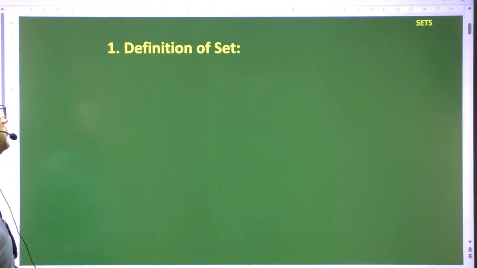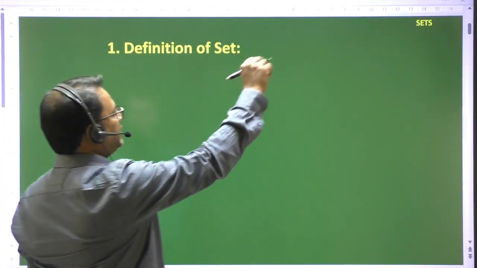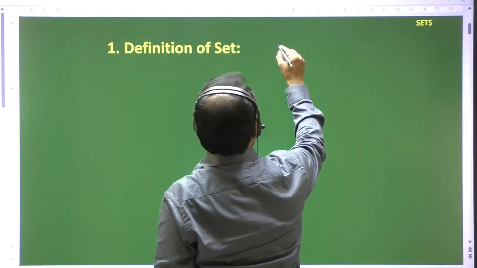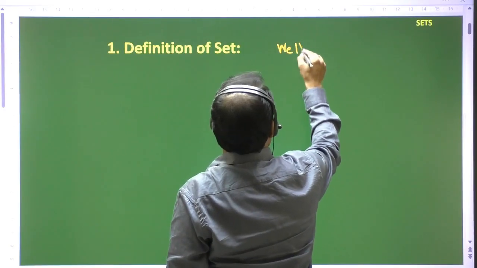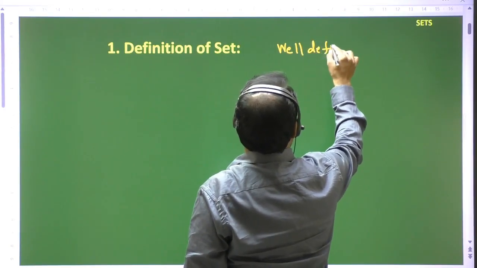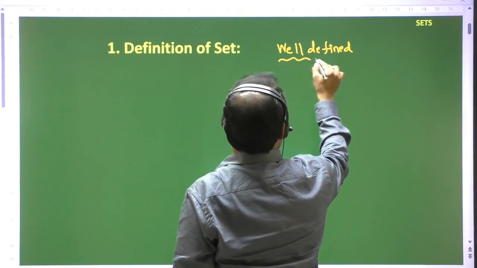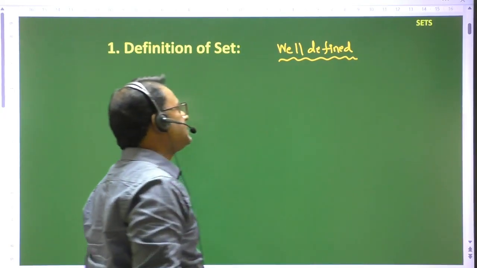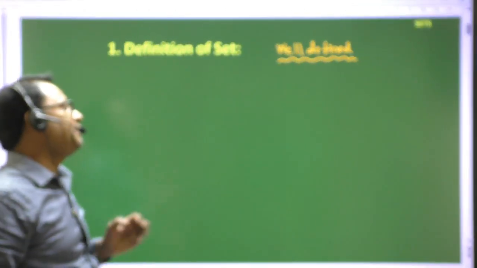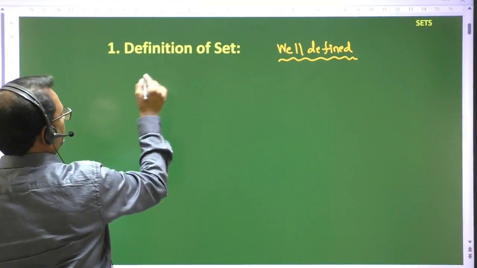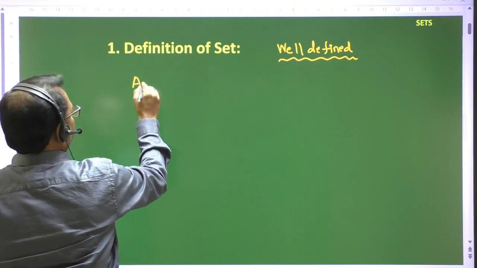First of all, what is a set? A set is a collection of well-defined objects. The main term used in the definition of a set is well-defined. So what is the meaning of well-defined? Well-defined is the property by which we can determine whether an element will be in the collection or not.